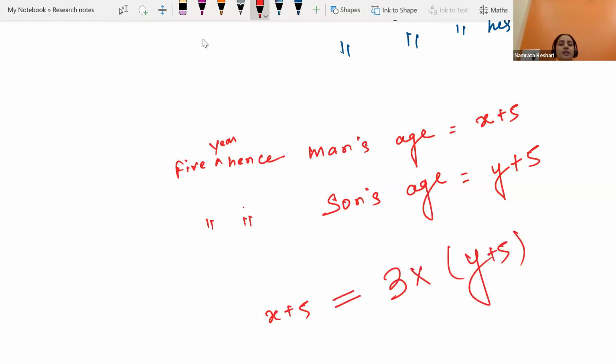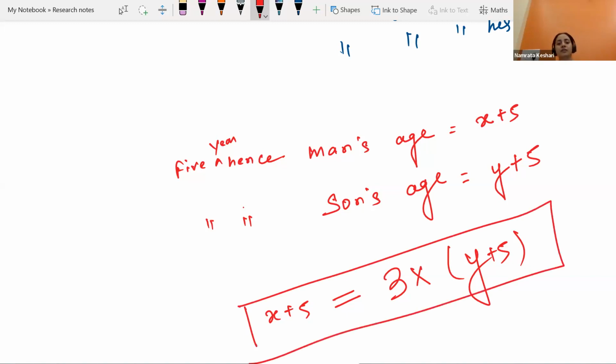जब भी एज रिलेटेड क्वेश्चन हम लोग सॉल्व करेंगे, ऑलवेज प्रेजेंट एज से ही assumption स्टार्ट करेंगे. Let's assume that present age is this, present age is that. Now if the question is talking about 2 years back, the age was that and all, we will be thinking about 2 years back, it will be x minus 2, y minus 2, like that. Are you understanding?